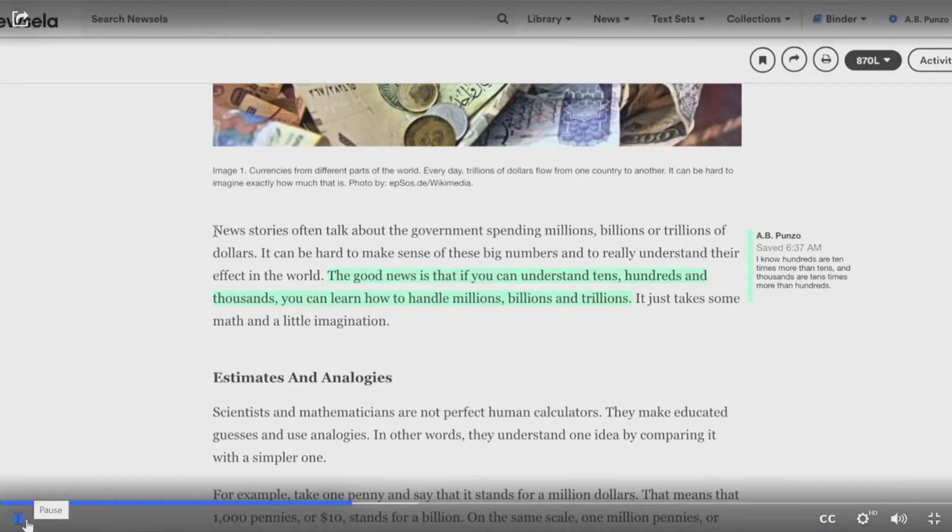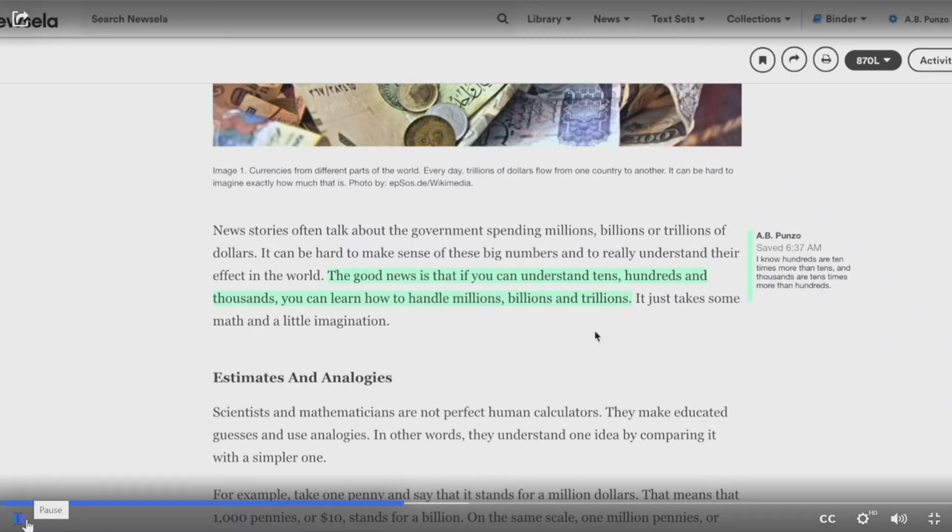Let's start by reading the introduction. News stories often talk about the government spending millions, billions, or trillions of dollars. It can be hard to make sense of these big numbers and to really understand their effect in the world. It goes on to say that using my knowledge of the relationship of smaller numbers can help me learn how to handle these larger amounts. This seems to be really important.